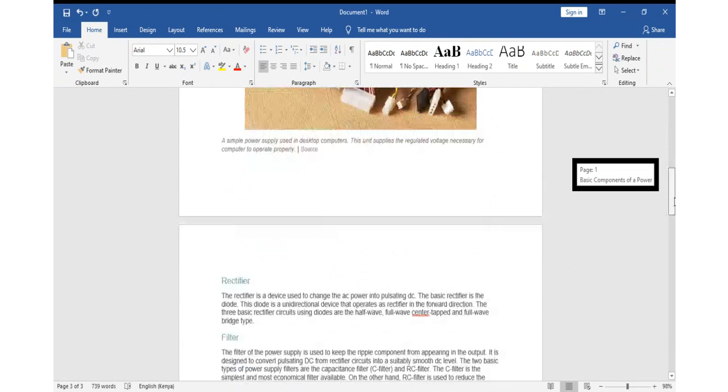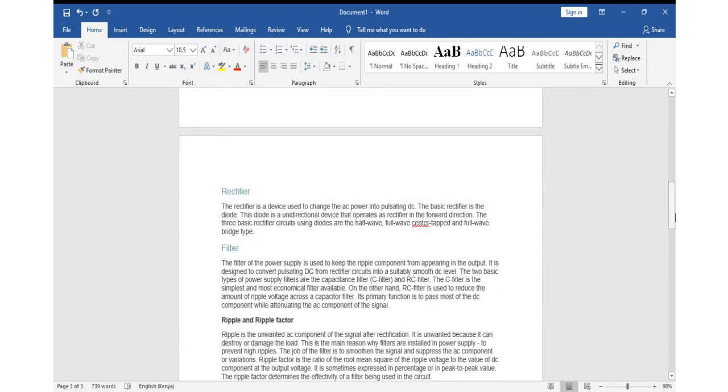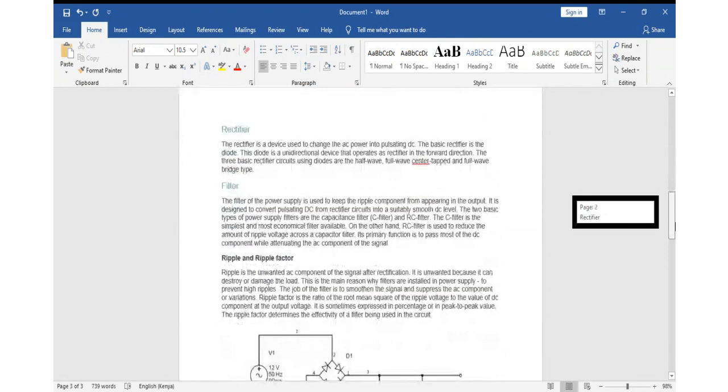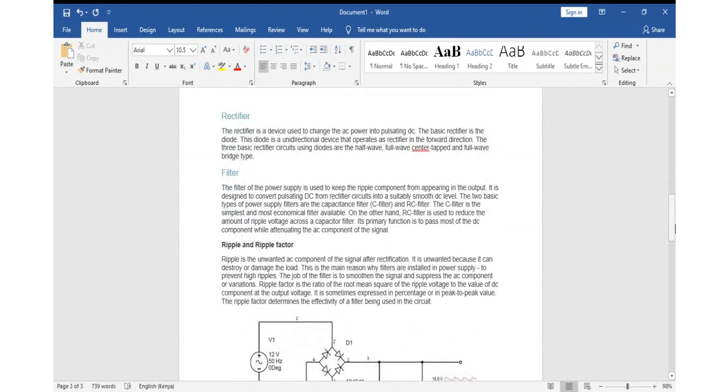Then it has a rectifier. Now this is used to change the AC power into DC power. Then we have the filter. The filter of the power supply is used to keep the ripple component from appearing in the output. It is designed to convert the pulsating output from the rectifier circuit into smooth DC. I'll share these notes with you about the power supply internal parts.